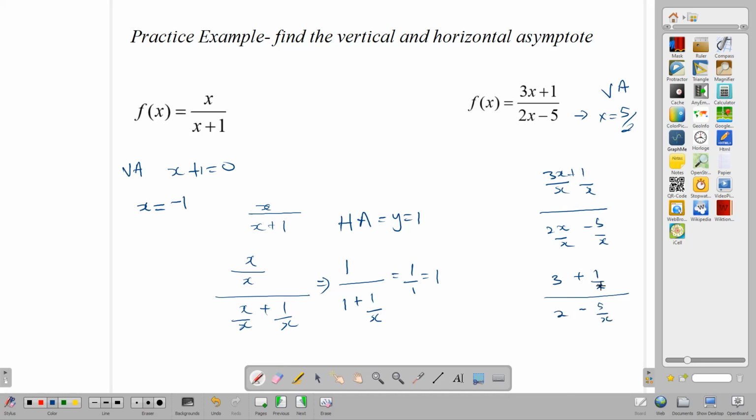Both of these, 1 over x and minus 5 over x, eventually, if x gets bigger and bigger and bigger, are going to head towards 0. And so our horizontal asymptote is going to head towards 3 over 2. So it is the ratio of these two numbers, a over b, 3 over 2. And so our horizontal asymptote is going to be y equals 3 over 2.